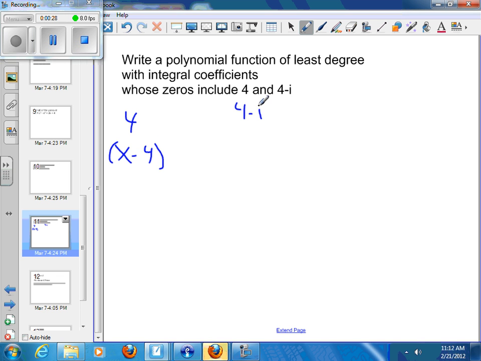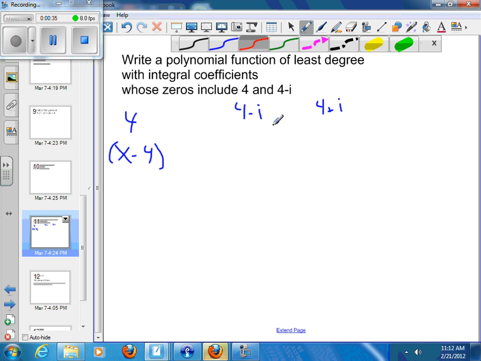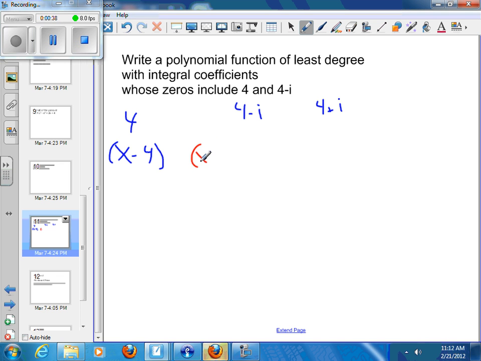And you know if 4 minus i is one root, then 4 plus i is the other root. And let me switch. So I'm going to write this factor as x minus (4 minus i), and then x minus (4 plus i). Let me switch these to brackets. So this is how these zeros turn into factors. And we already know how to take the 4 and change it into x minus 4.